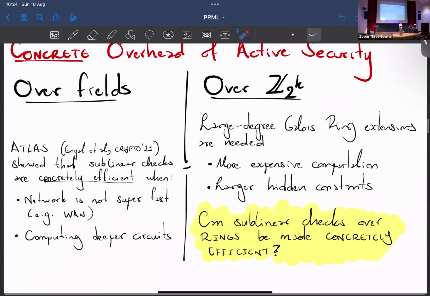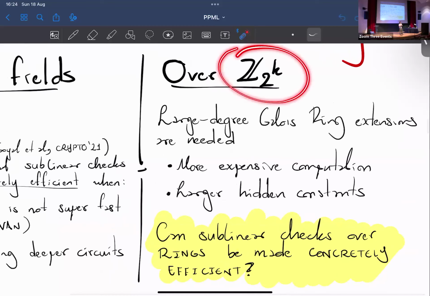But for rings, for example, like this specific ring of integers 2 to the 64, for instance, we know in theory how to achieve it. We know we can use something called Galois ring extensions, which are the analogous version of Galois field extensions, to get what we want, but it's actually way more expensive than fields.